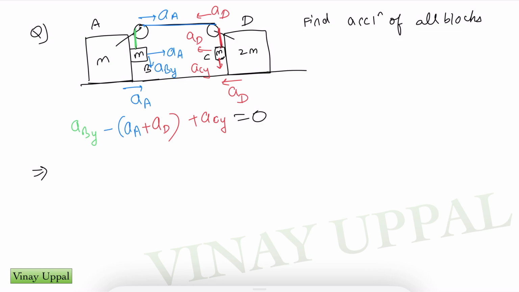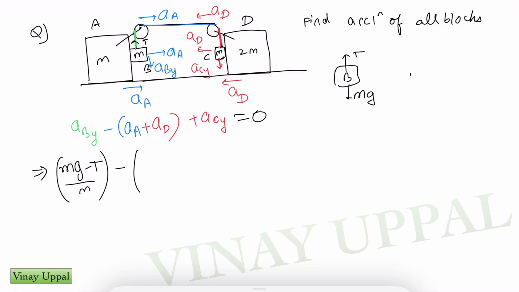Now it's very straightforward. So let's say the tension is T. So on block B, what are the forces? T and mg. So the equation will be mg minus T by m. This is the y component of acceleration of B. What about acceleration of A? So when I consider acceleration of A, I can consider A and B as one single system in the horizontal direction because they have the same acceleration in the horizontal direction.